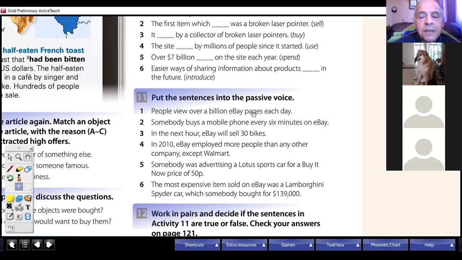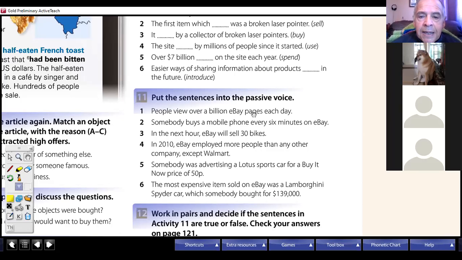What is the formula for the present? Yeah, it's am, is, are, right? So in this case, are, because we're talking about pages. So over a billion eBay pages are viewed each day, the participle of view. And that's it, not by people, because it doesn't give you any aspect. So it would be over a billion eBay pages are viewed each day.